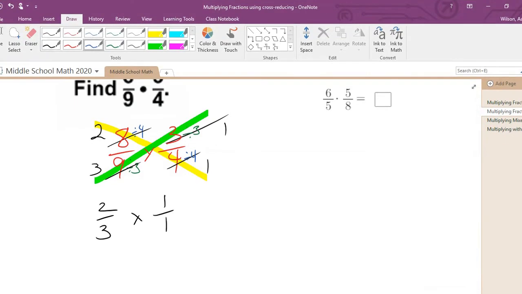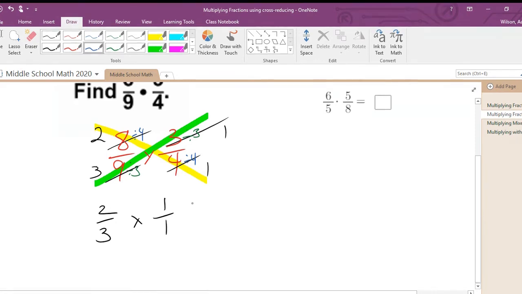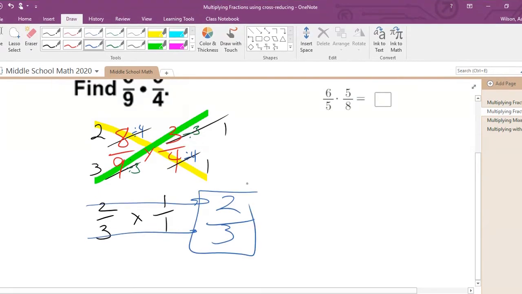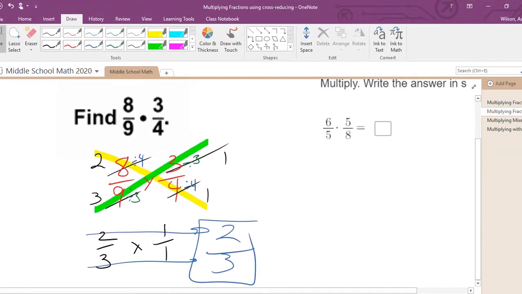Well, remember, we always multiply straight across. Keep in mind, 1 over 1 is simply just 1, but just to show you, 2 times 1 is 2, and 3 times 1 is 3. So the correct product for 8/9 times 3/4 is 2/3.